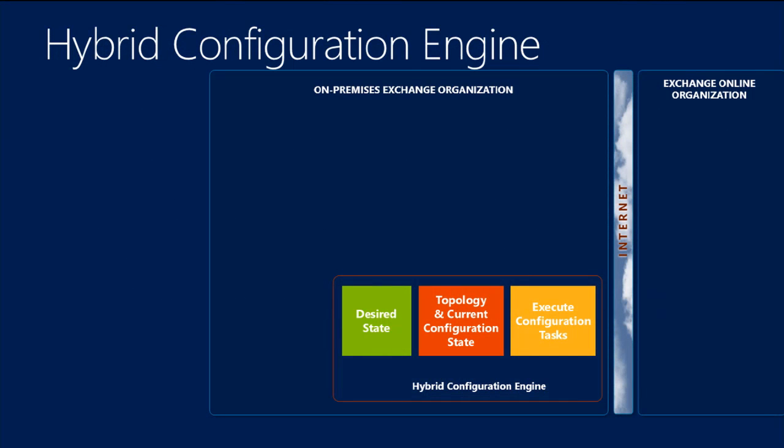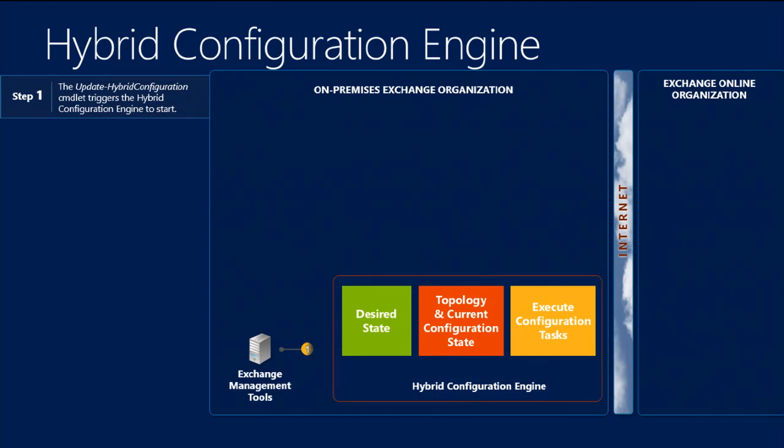Okay, so what is this hybrid configuration engine, and what are the things that it is doing? The first thing is when you go in, it's triggering a bunch of cmdlets that are running against both the on-premises topology as well as the Office 365 topology. It's writing information to Active Directory and keeping that information there so that it can act upon the current state, and if you're running it again, it can verify things.